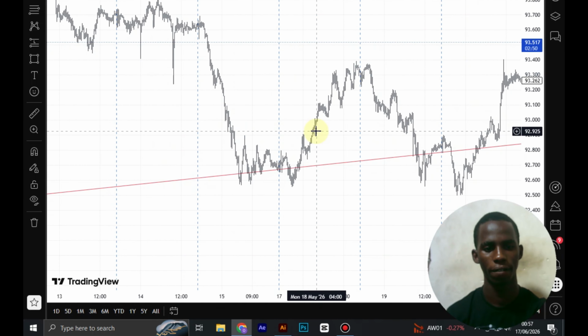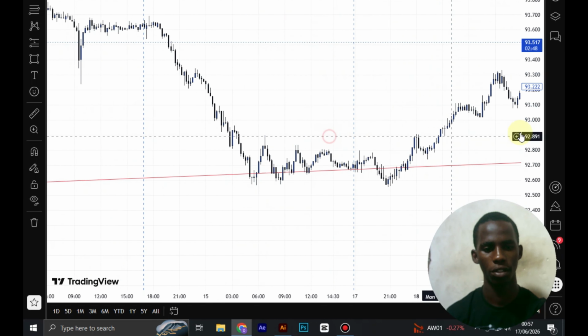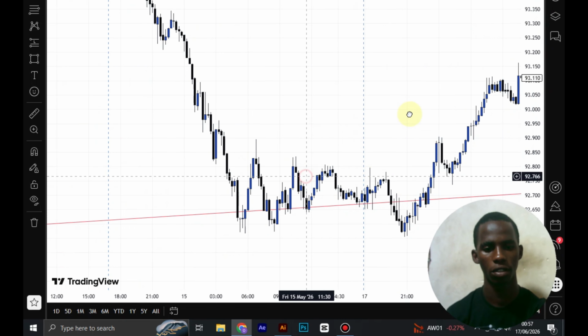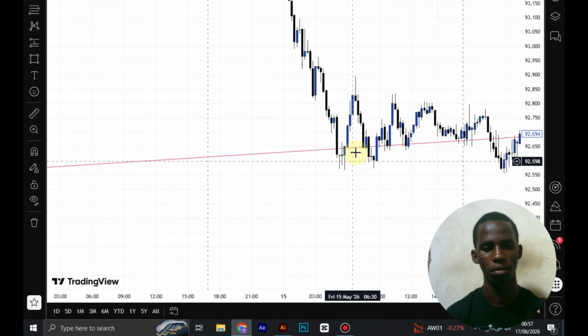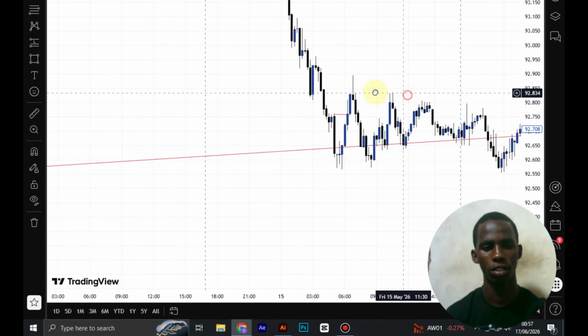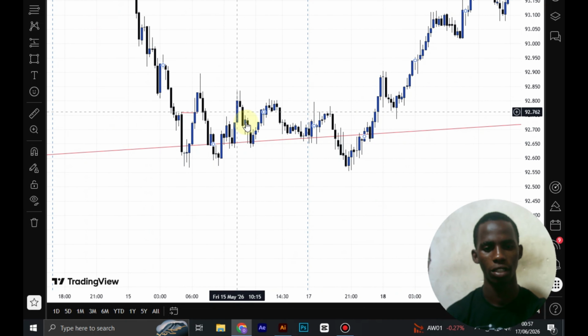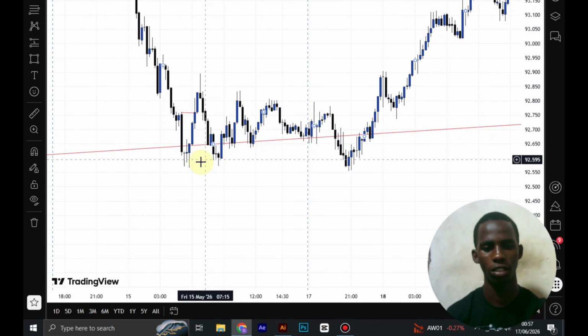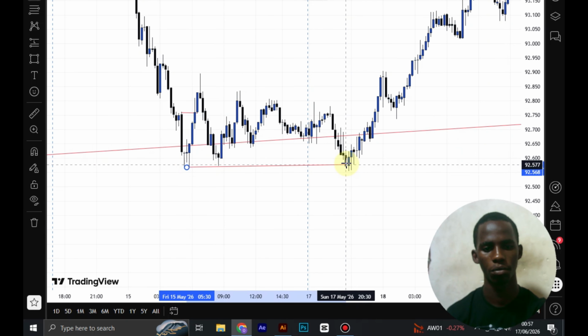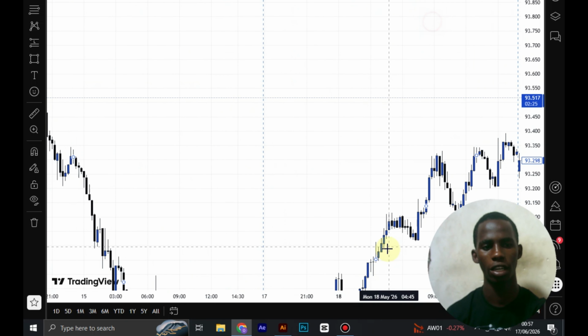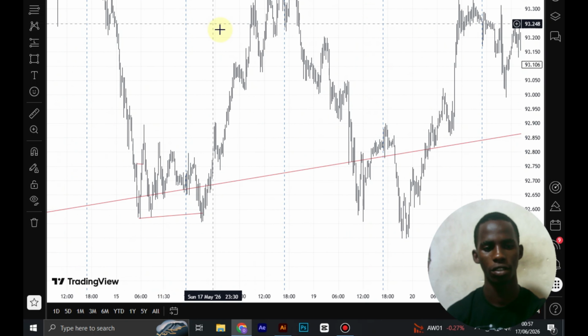What else? Okay, the same thing here. Price tapped into this, it did the market structure shift. Actually, we would have made a loss in here, okay, but you see the moment it took out the liquidity from these lows, it just went higher and higher.